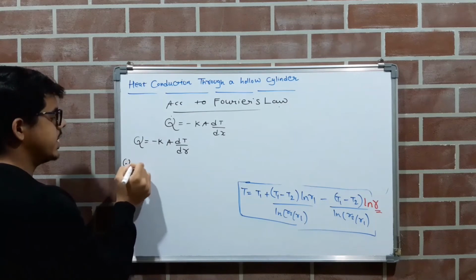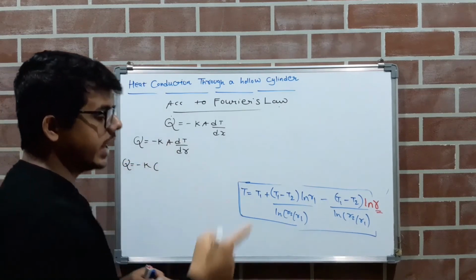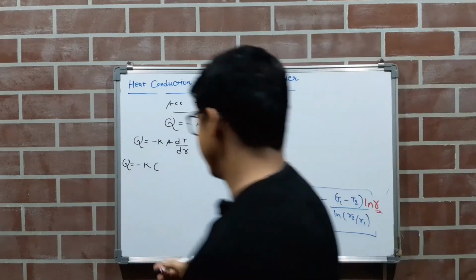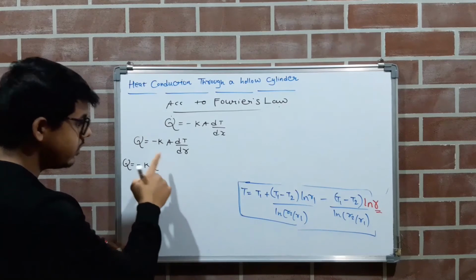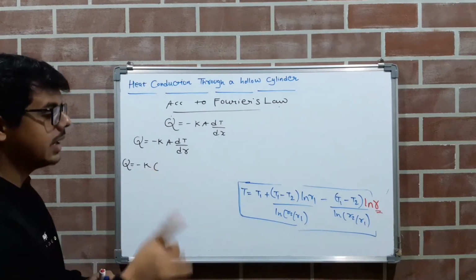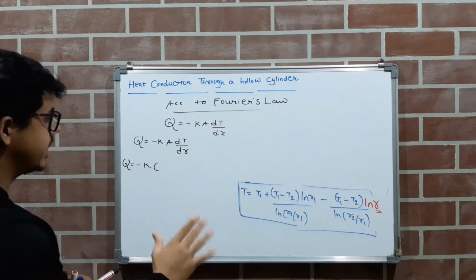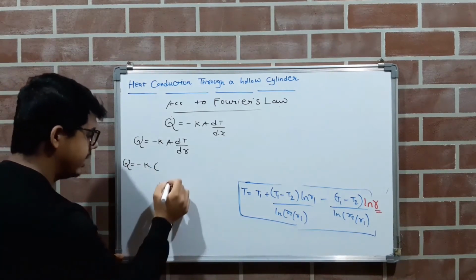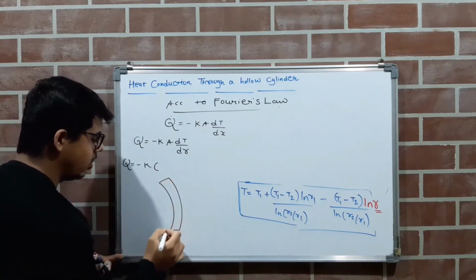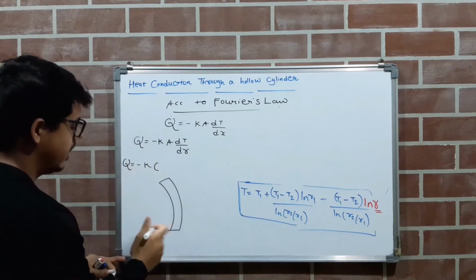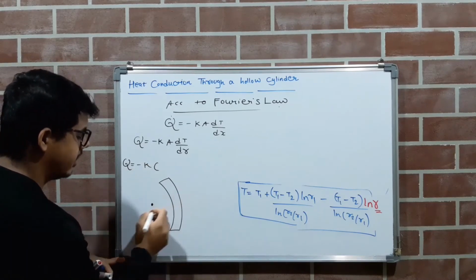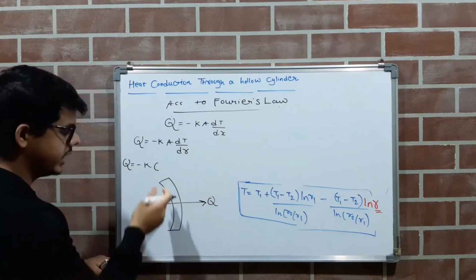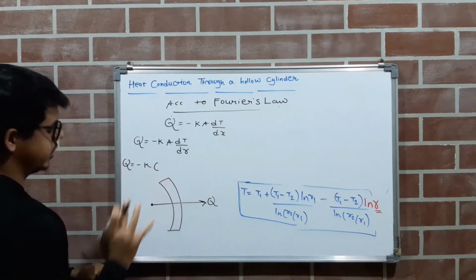So Q is equal to minus K. Now here what is the area? The area which is perpendicular to heat flow we have to write. We are dealing with the elemental hollow cylinder, so we have to consider the area of that elemental hollow cylinder. Suppose we have an element like this. This is an element of the hollow cylinder. The whole part I have not drawn, but we can consider this. So this is the direction of our heat flow, and this is the element of our hollow cylinder.